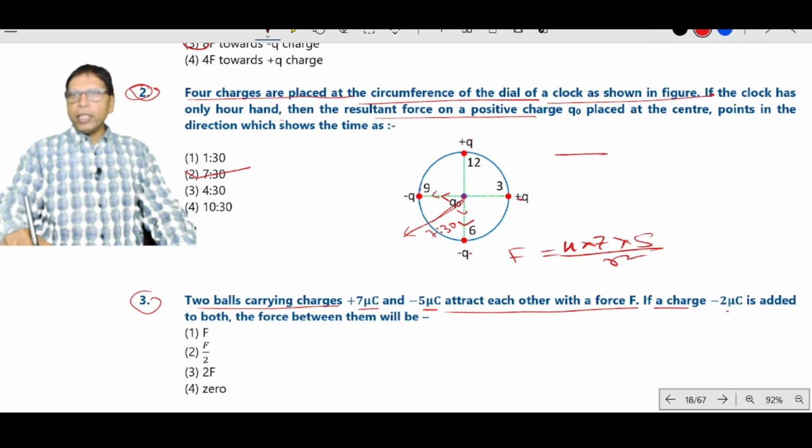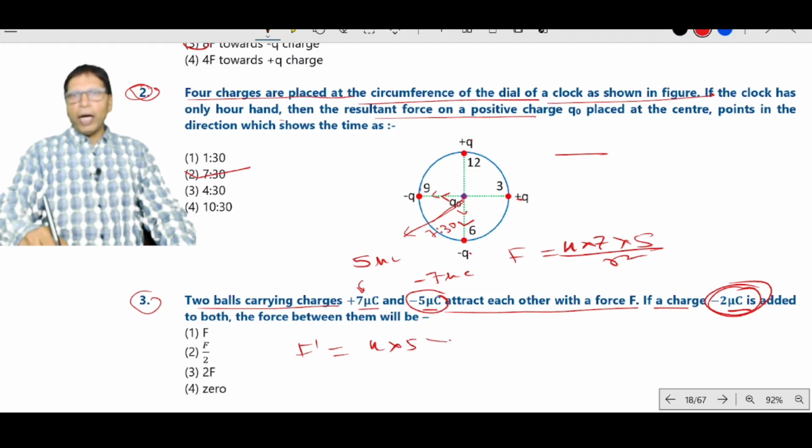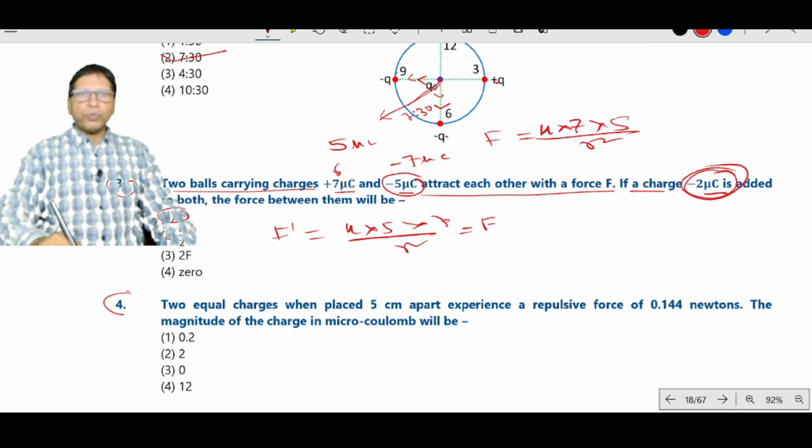If a charge of minus 2 microcoulomb is added to both, look at this: if minus 2 microcoulomb is added to 7, the resulting charge becomes 5 microcoulomb. When minus 2 microcoulomb is added to minus 5 microcoulomb, the charge becomes minus 7 microcoulomb. Again the force F dash is k into 5 into 7 by r squared. So F dash equals F. Option 1 is correct.